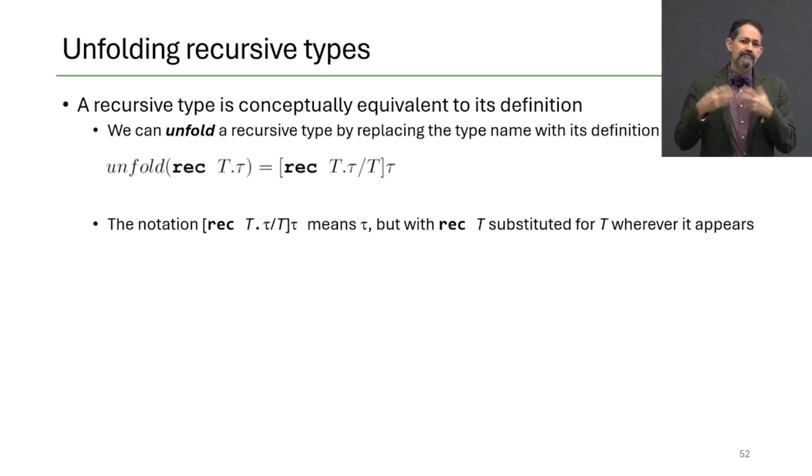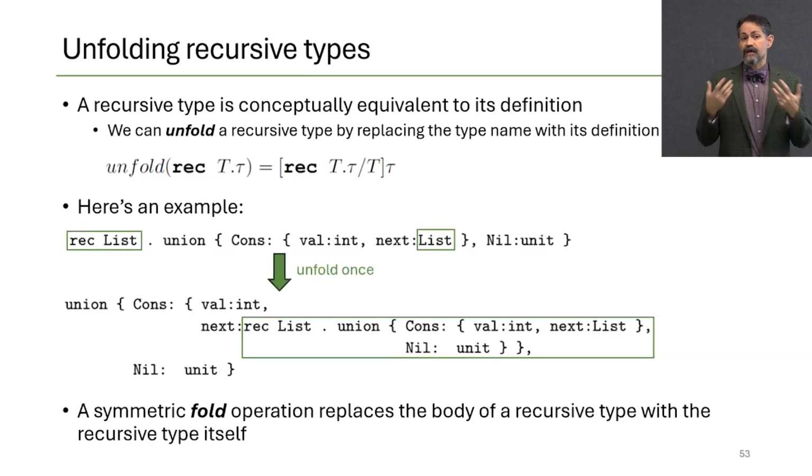Now, conceptually, a recursive type is equivalent to its definition, on the right-hand side. And so we can witness this equivalence by unfolding a recursive type, basically replacing the type name with its definition on the right-hand side. So if we take a type rec t. tau and we unfold it, what that means is taking all the t's that are in tau and substituting them with the whole recursive type rec t. tau. The notation here just does that substitution, right? It says substitute t with rec t. tau everywhere in tau it occurs.